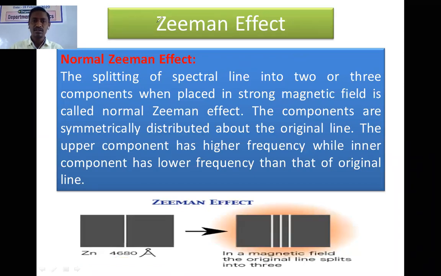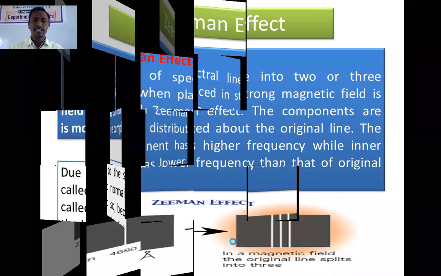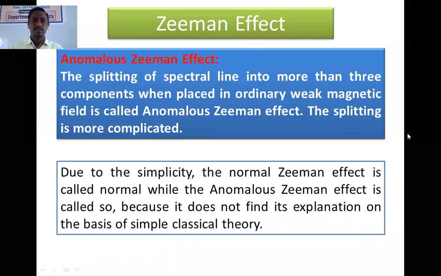Then the second one: the effect of a comparatively weak magnetic field on the splitting of spectral lines is called the anomalous Zeeman effect. In the anomalous Zeeman effect, the single spectral line is found to split into more than three components when placed in an ordinary weak magnetic field. Here, the splitting obtained in the anomalous Zeeman effect is very complicated for observation.